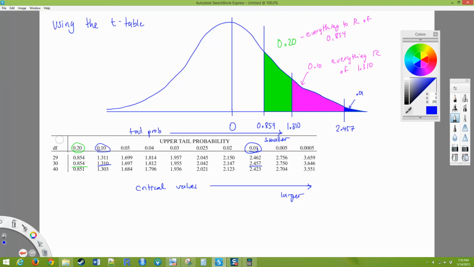So what if I drew a line not at 0.854 or 1.310, but what if I drew a line at 1.0? And I said I'm going to shade everything to the right of 1.0. How much is to the right of t equal to 1.0? Okay. Again, degrees of freedom equal to 30. What would you say?